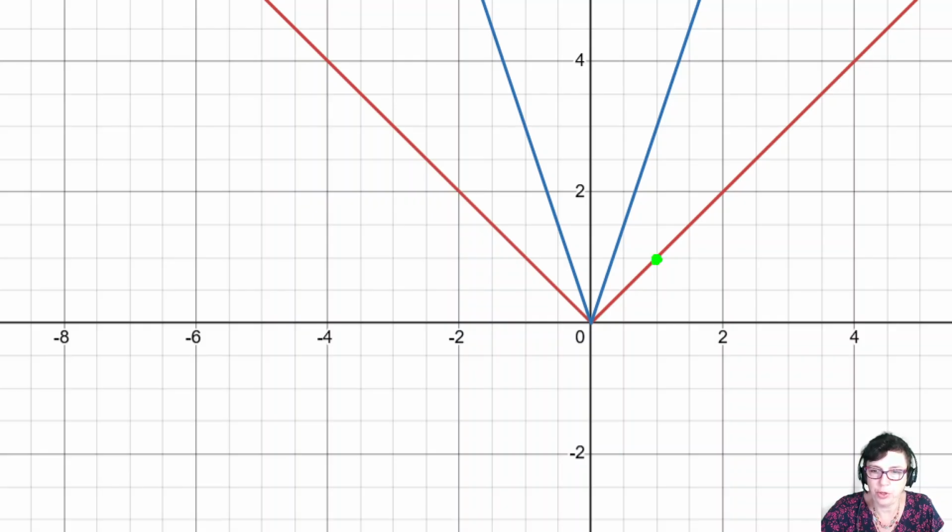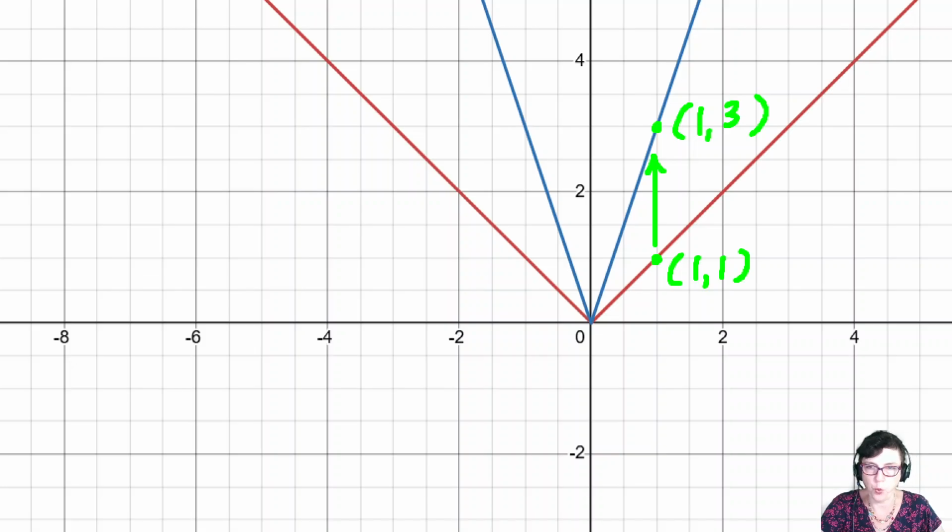Now, what happened to the new graph if you stretch it? This green point will become this point right here. Remember, you are vertically stretching it, which means that you are not going to move left or right. You're just moving up. You see? So the original point has coordinates 1, 1. The new point has coordinates 1, 3. What happened? The y value got multiplied by 3.